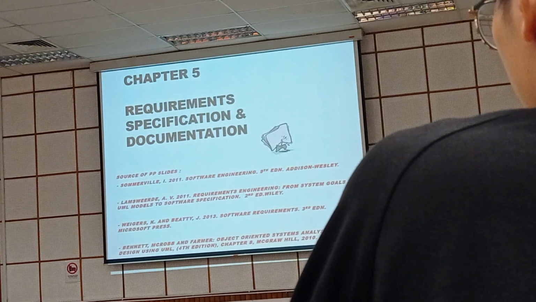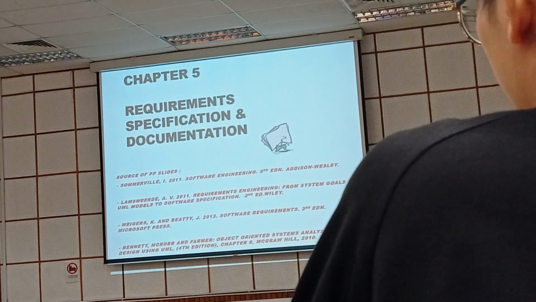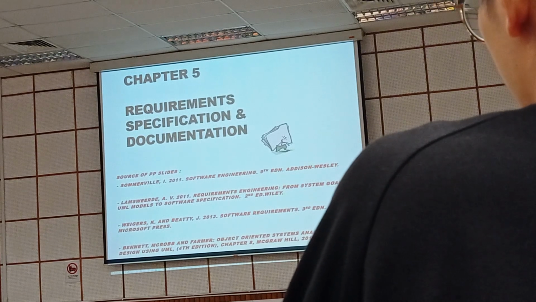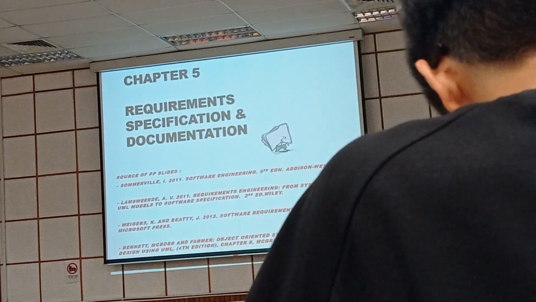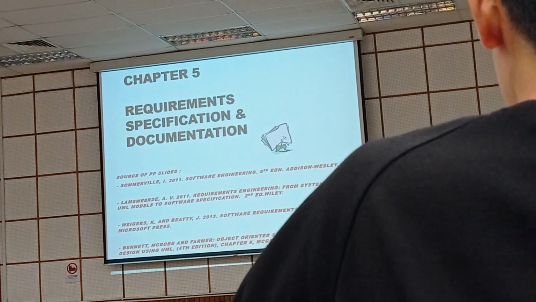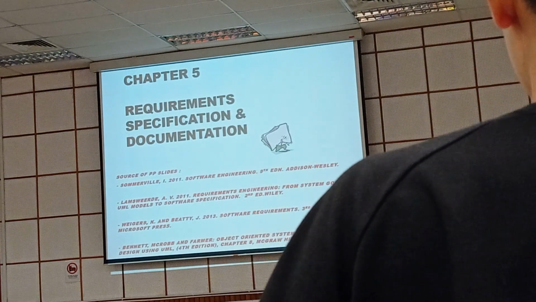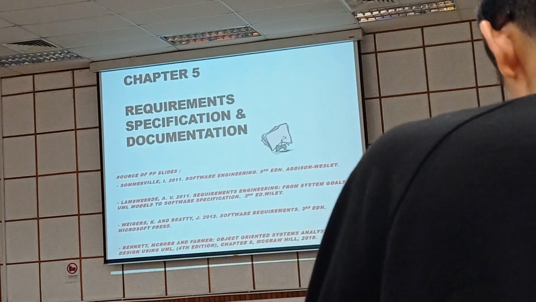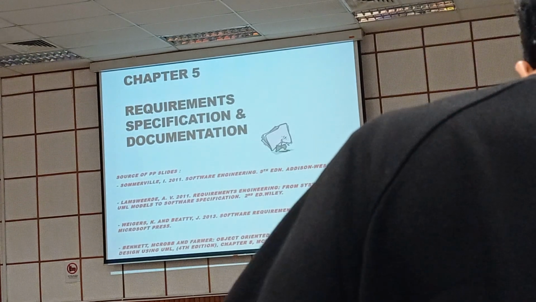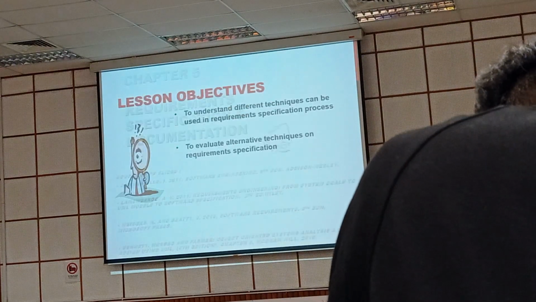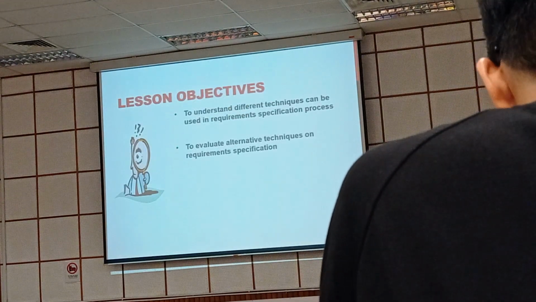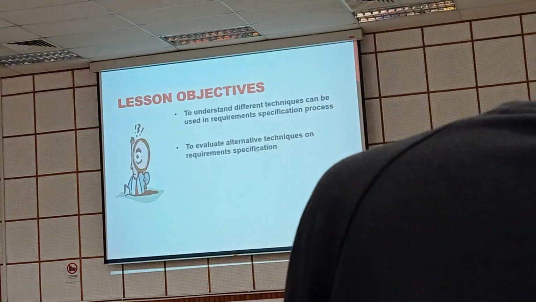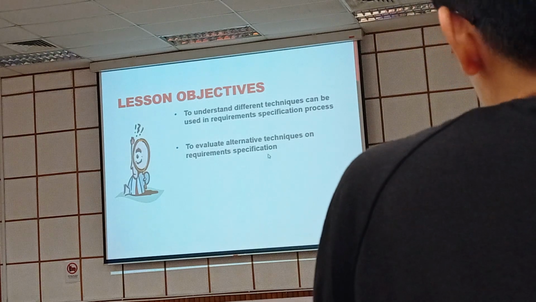In the cross, right? First one, requirement elicitation. Second, requirement evaluation, elicitation and all that. This is the third one: requirement specification and documentation. You have already reached the third one now. So now, let's look at requirement specification and documentation. You will understand different techniques to specify and document requirements, and to evaluate alternative techniques for requirement specification.